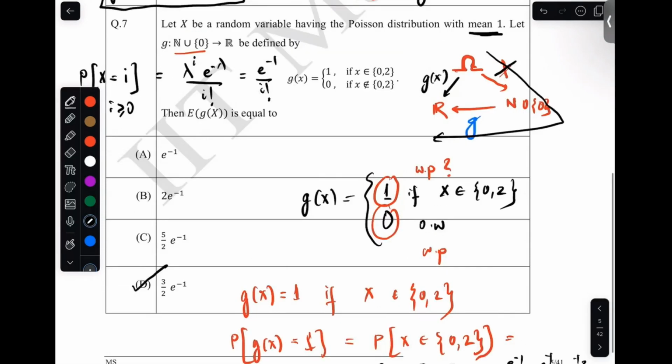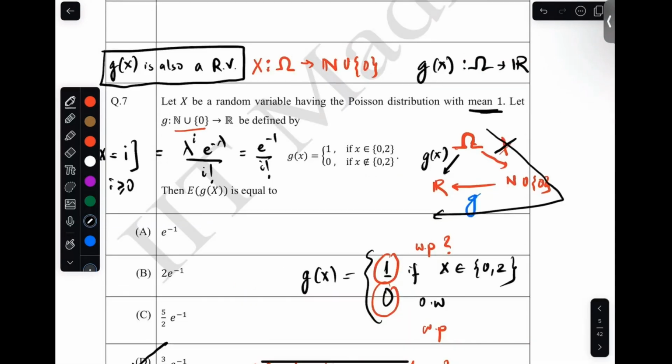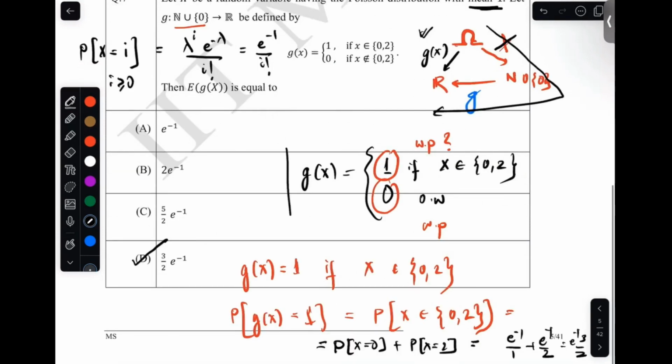So we have discussed what? We have discussed why g(x) is also a random variable by this diagram. We have discussed g(x), what type of random variable is it? It is a Bernoulli random variable.